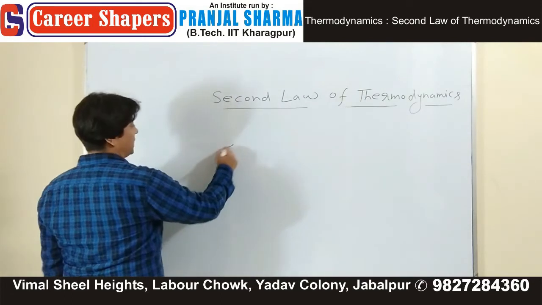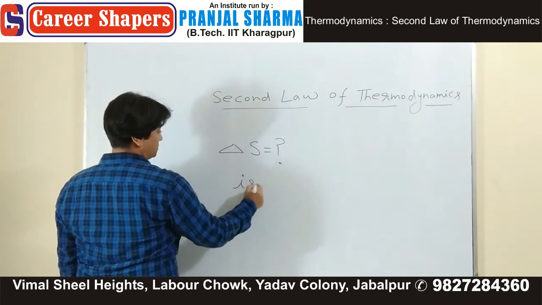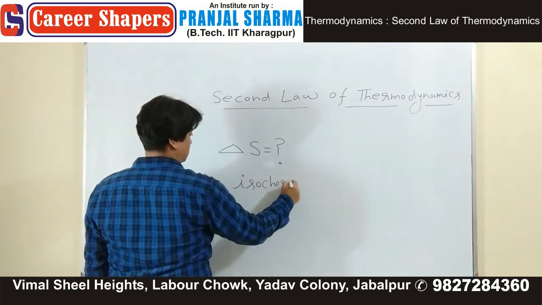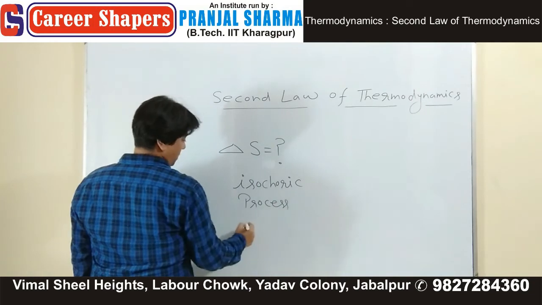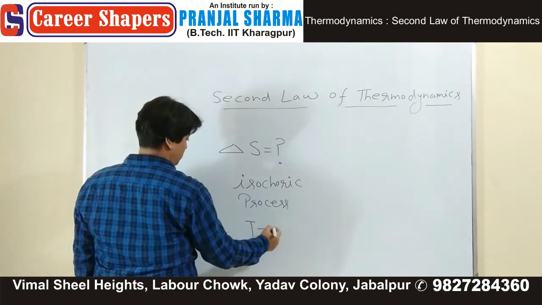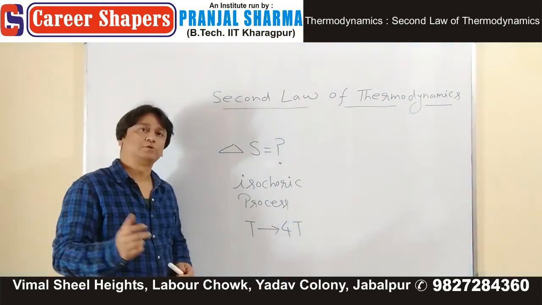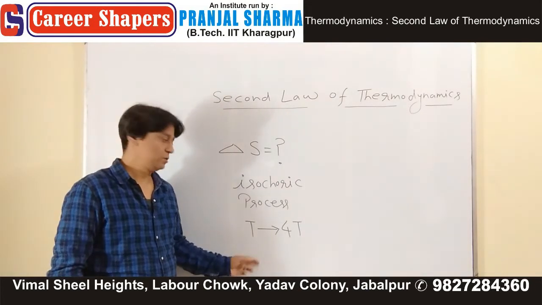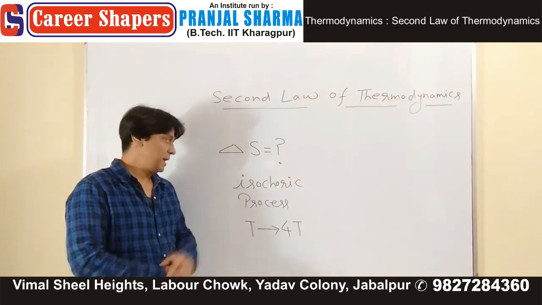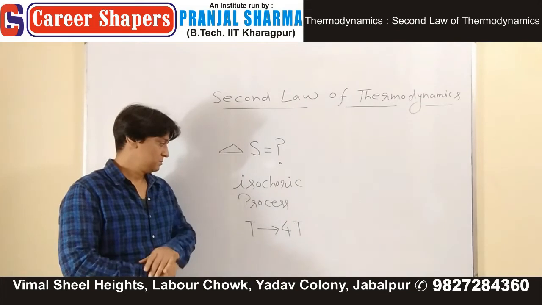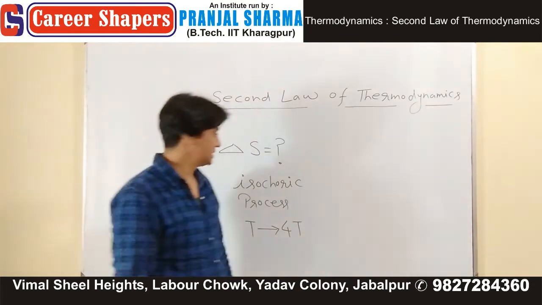Find out delta S for an isochoric process, and the temperature changes from T to 4T. It's an isochoric process, and therefore T is going to change. From T it becomes 4T. Can you get me delta S? Let's see how many of you can. It should take around 30-40 seconds.